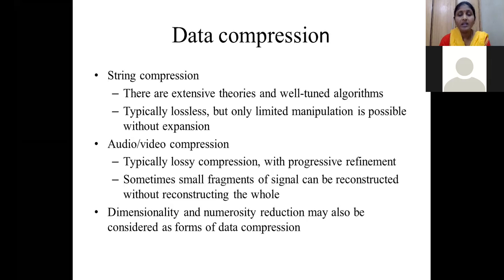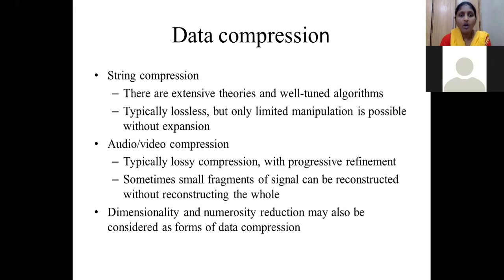They are called typically lossless. Why are they called typically lossless? Because we are not losing any information when we want to retrieve the original information from the compressed data. That's why they are called typically lossless. Only typical manipulation is possible without expansion.